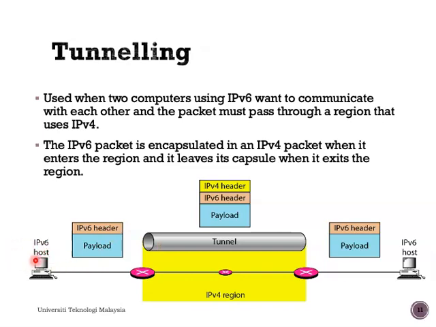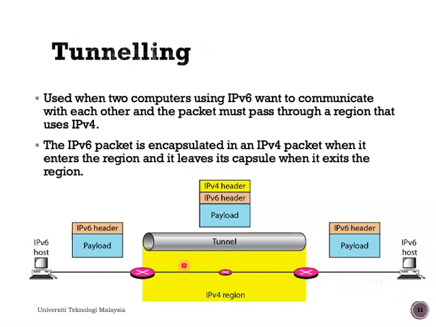In other words, the IPv6 node on the sending side will take the entire IPv6 datagram and put it in the payload field of the IPv4 datagram. So basically this header and payload here is put as the IPv4 payload. And then this IPv4 datagram is addressed to the IPv6 node on the receiving side of the tunnel.